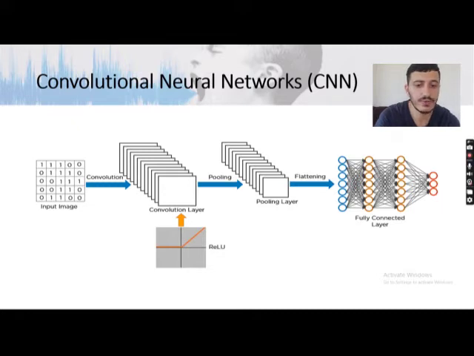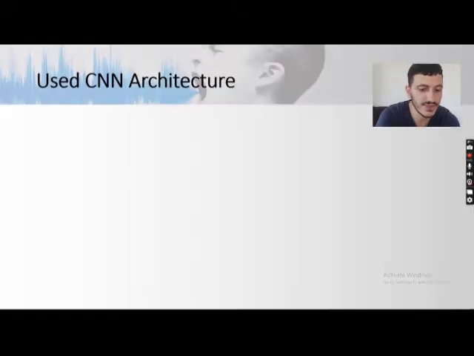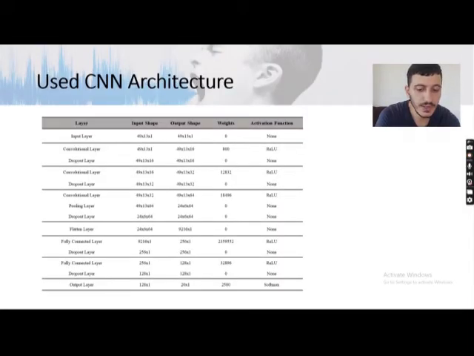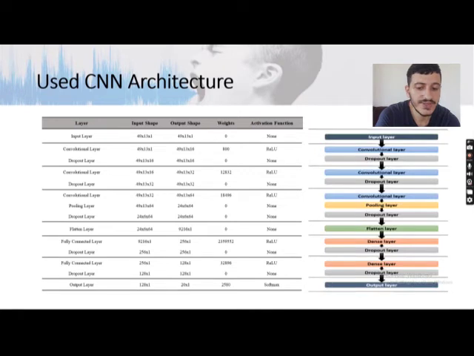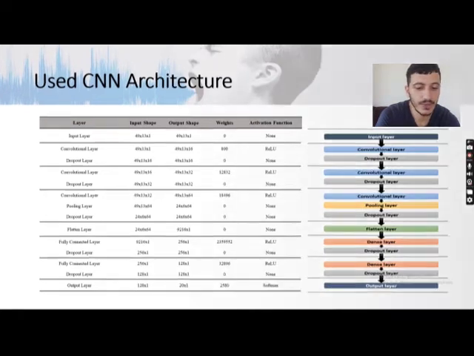CNN consists of convolution layers which extract features from input data, pooling layers that are used to reduce the dimension of the data, and fully connected layers that are similar to the multi-layer perceptron. This table shows the architecture of the used model.